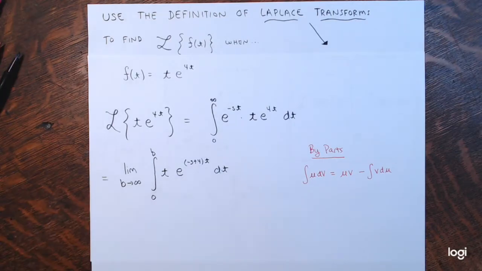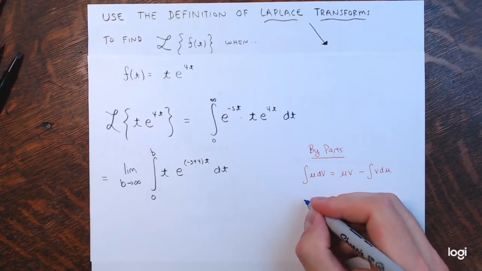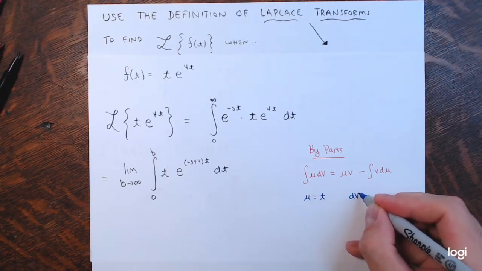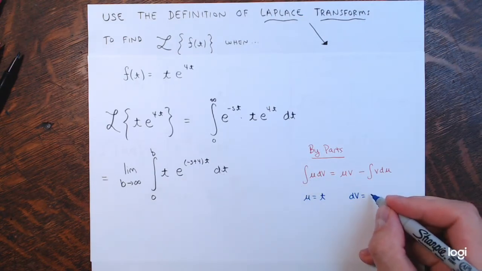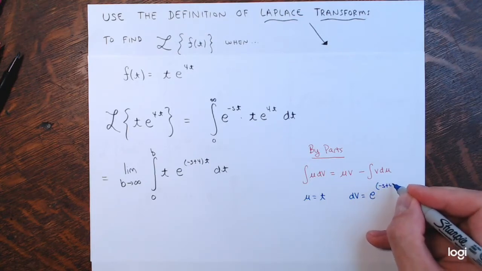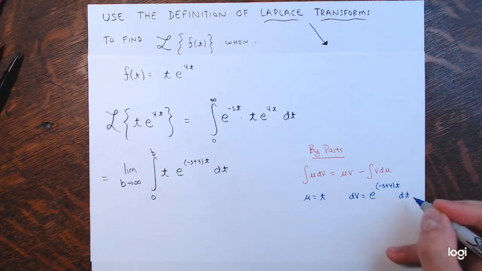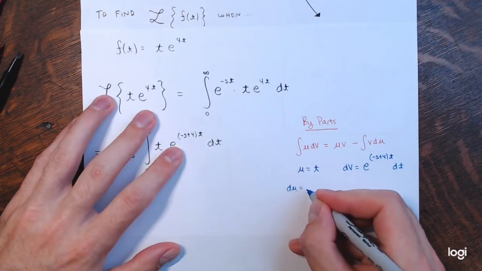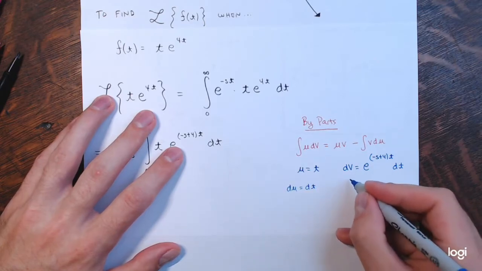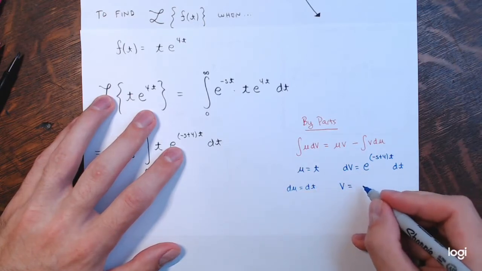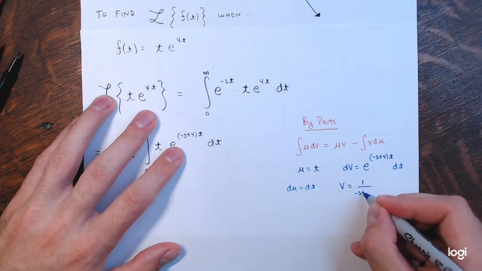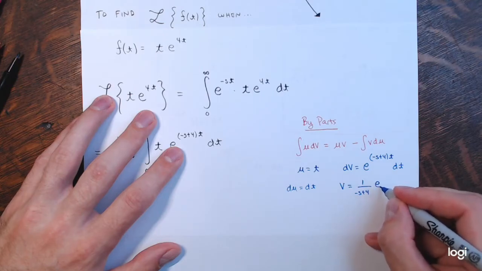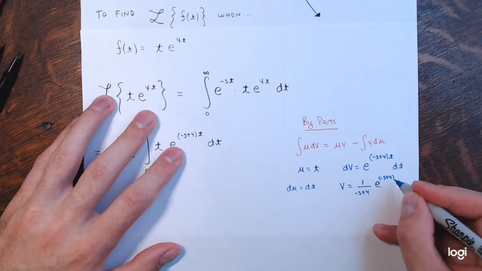So in this example, I think a nice choice would be to have u be the t, and then dv is the rest of it with the differential, right? E to the negative s plus 4 times t dt. And then differentiating the u, we have du would simply be dt. Integrating this, v equals 1 over negative s plus 4, or 4 minus s, whichever one you want to write, times e to the negative s plus 4 times t.